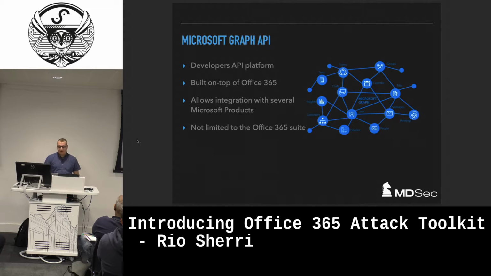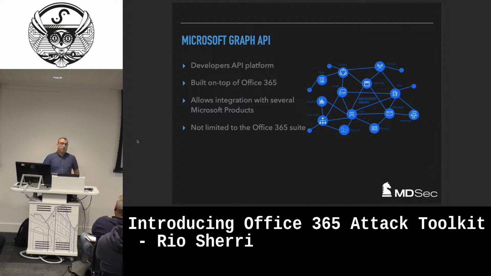The other part of this talk is the Microsoft Graph API. Essentially, the Microsoft Graph API is a developer's API platform which allows developers to integrate their applications with Office 365 products. For example, to integrate with Word, OneDrive, SharePoint, you name it. This is built on top of Office 365, but it's not actually limited to Office 365. So for example, if you are a company and you want to create a bot that sends and receives emails, you can easily do that because the Graph API allows you to interact with Outlook, to access the user's emails, to send emails as the user, and many other features.